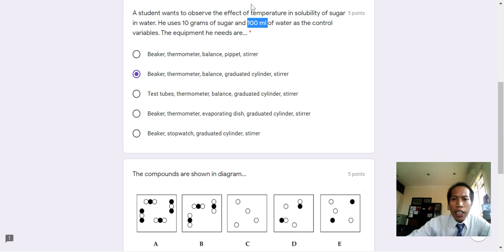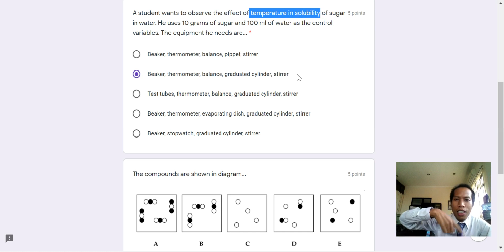And here you want to see the effect of temperature on solubility. So to know the solubility, you have to stir the sugar. That's why you need a stirrer. And to check the temperature, you need a thermometer. So for this experiment, first you need a balance, then a graduated cylinder, a beaker, a stirrer, and a thermometer. So the answer for this one is the second choice.